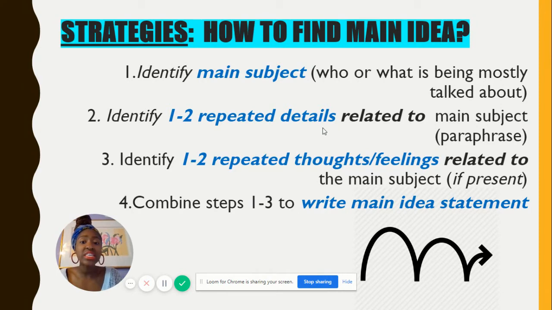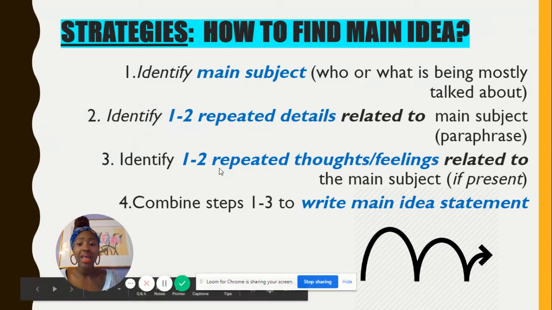So that means what details are repeated that focus on who or what of my main subject. Now, notice how I put the word paraphrase. Sometimes the details may actually be repeated, like literally written more than once. Other times you might have to paraphrase. So they might say the word enjoy, and then another word could say they were excited. Or maybe they might say happy and they might say joyful. Those are synonyms of each other. They're still repeating the same word, it's just in a different way. So make sure you are paying attention to that as well. Sometimes the details are repeated, but in a different way, using a different word with a similar meaning.